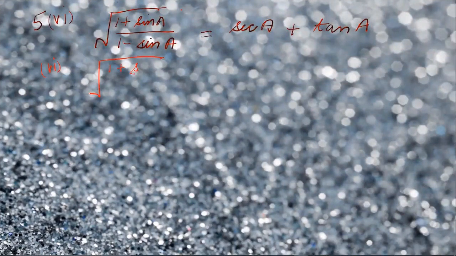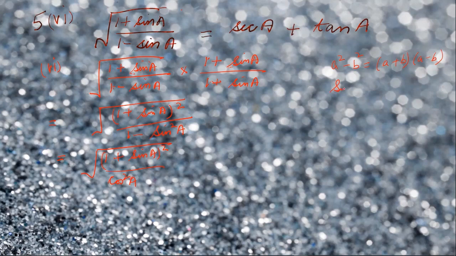Under root 1 plus sin A divided by 1 minus sin A. So what you will be doing, just multiply by the conjugate of the denominator, that is 1 plus sin A divided by 1 plus sin A. So you can write it like this, 1 plus sin A whole square upon 1 minus sin square A. As you know, A square minus B square is A plus B, A minus B. Now here you can write it as 1 plus sin A whole square upon cos square A.